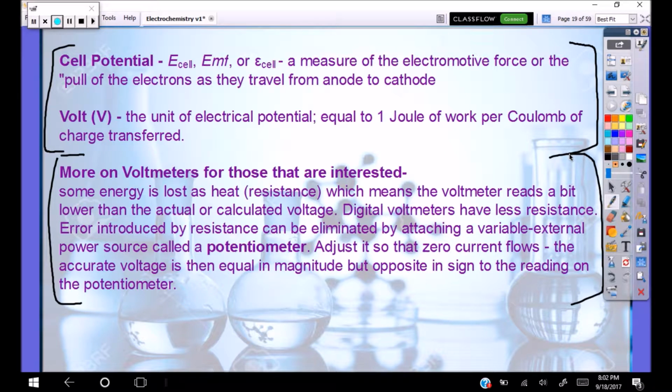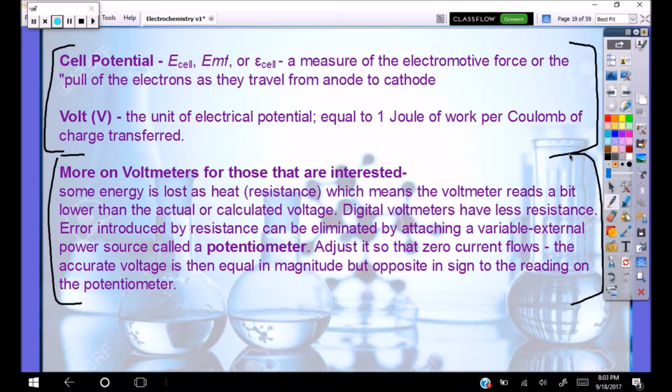And we measure this in volts, as we said earlier, through our voltmeter, but we need to know the unit of a volt. It'll be very useful when we get into the Nernst equation. 1 joule of work per coulomb of charge transferred is equal to 1 volt.